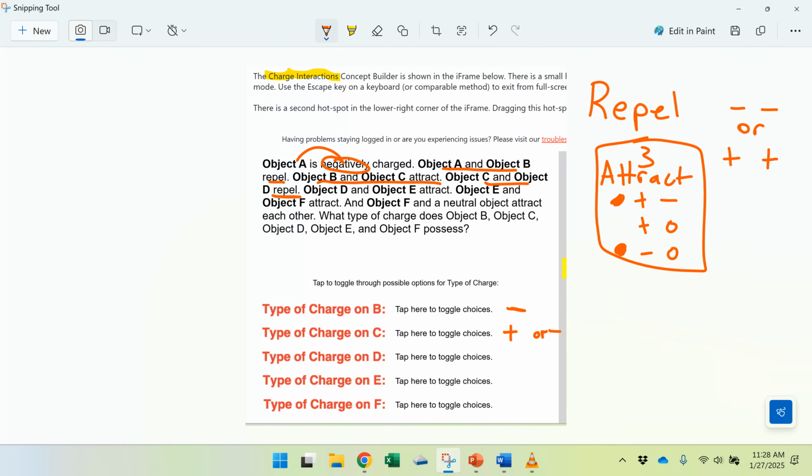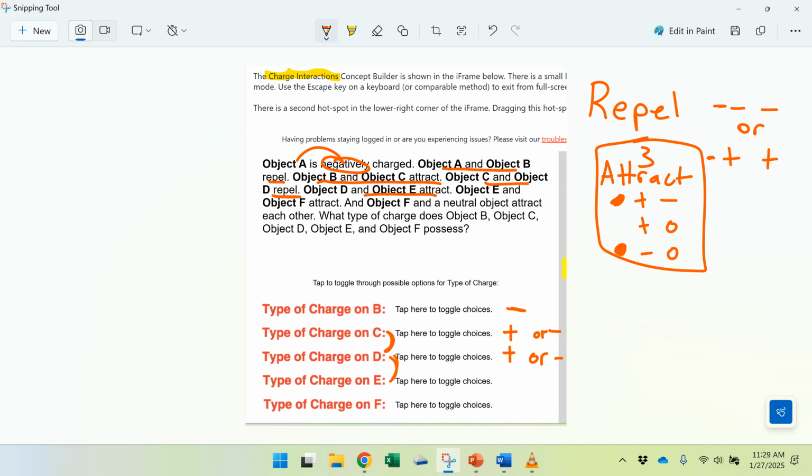Now, if we move on, C and D repel. Since C and D repel, that's going to automatically tell us that they have to either be both positive or both negative. So that tells us that D could still be positive or negative. Now if we move on to D and E, it says objects D and E attract.